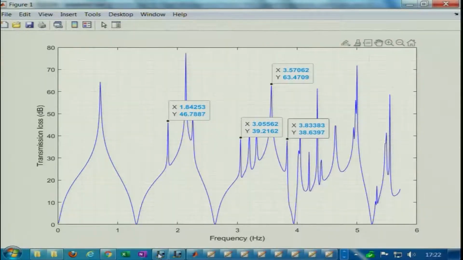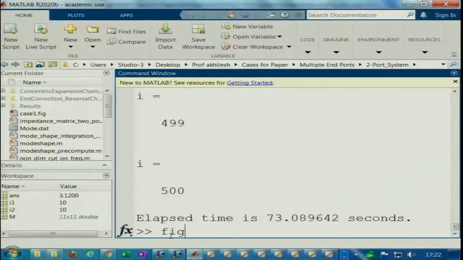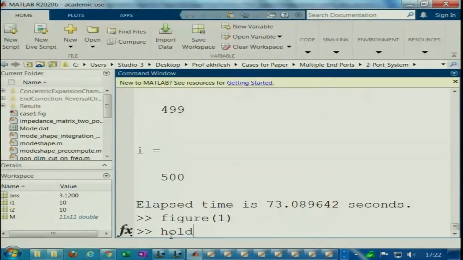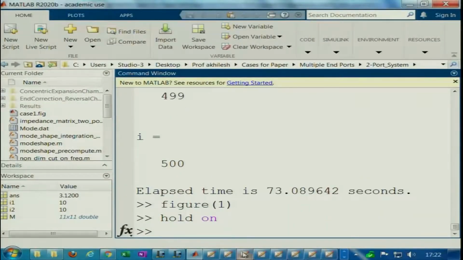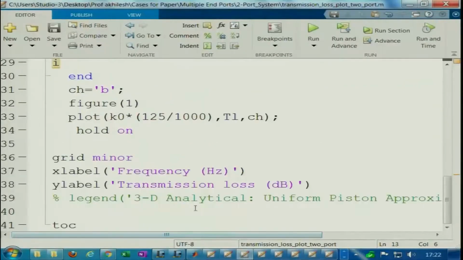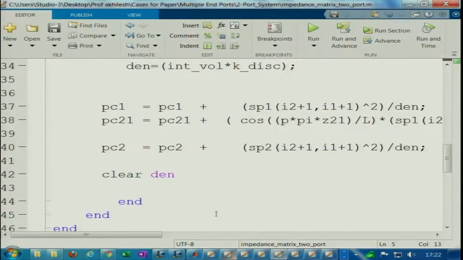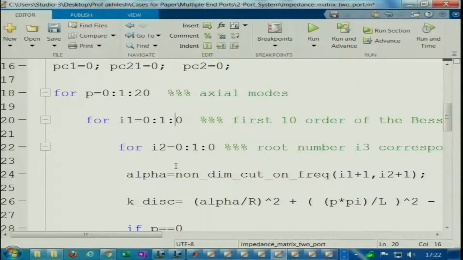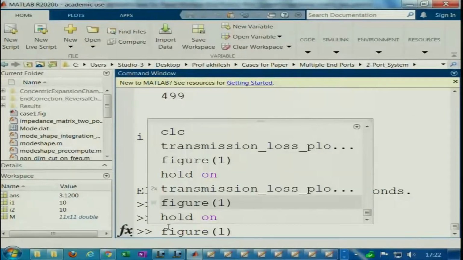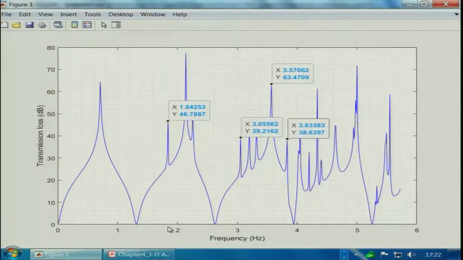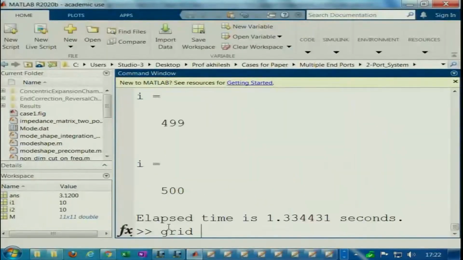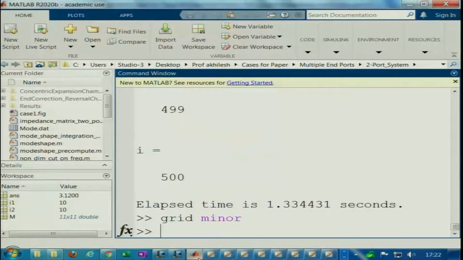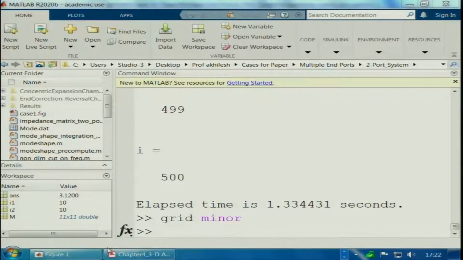So, anyways, what we will do is say figure 1, hold on, because all the higher order modes, at least the first several modes, were considered. Now, we can change it to black color, and in the impedance matrix file, we change it to 0 and 0, that is, we are considering only the plane wave modes. You can put 100 here, not a problem, and this hopefully should be much faster. Plane wave does not take too long to validate because there are fewer modal terms. So, we get this.